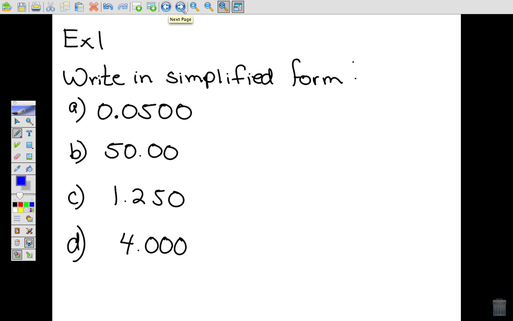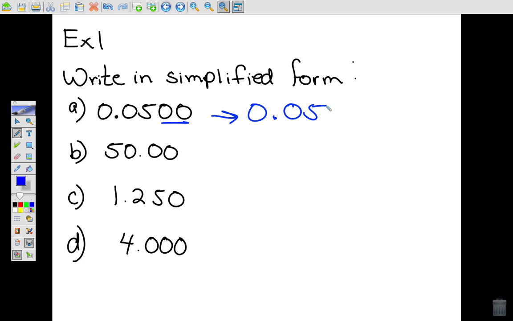All right, in example 1, it wants us to write each of these in simplified form. So what we're doing here is we're asking ourselves, are there any unneeded zeros at the ends of the decimal? So in A, notice I have 2 zeros at the end. Well, this means exactly the same thing as 0.05. I don't need those zeros at the end. So again, I'm emphasizing that any zeros at the end of a decimal, or to the right, really don't hold any value. So 0.05 is the same thing as 0.0500.